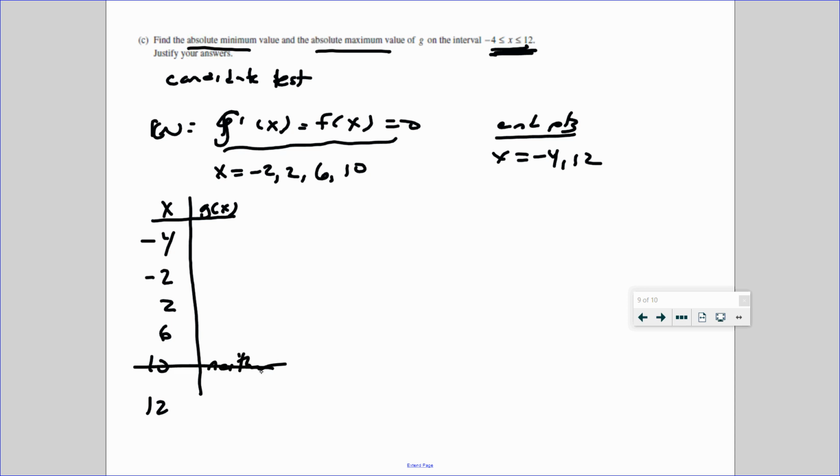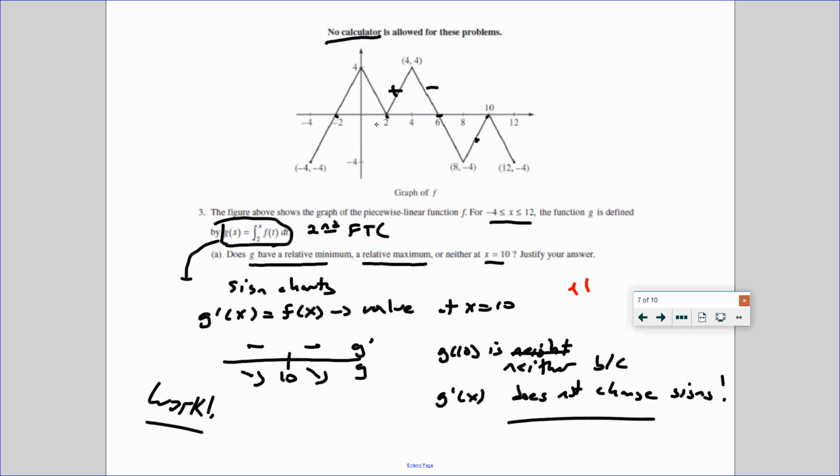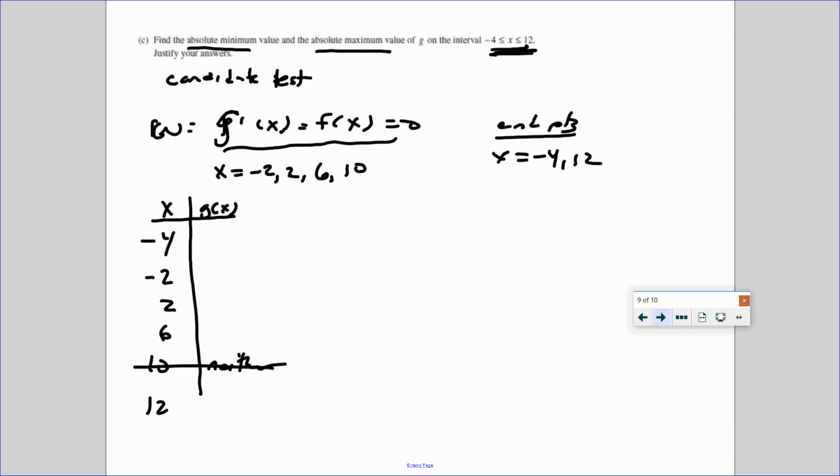But let's look at the graph again. Also at x equals 2, notice there's no sign change in the value, so it goes from positive to positive. So at x equals 2, it's also neither. We're not going to use those values right here. Now, all we have to do is use our fundamental theorem.